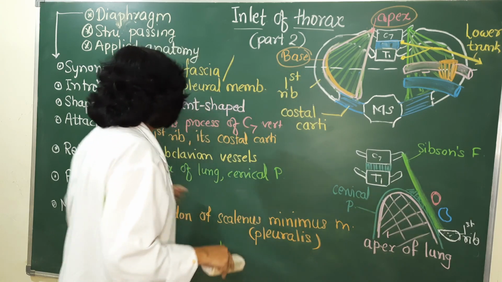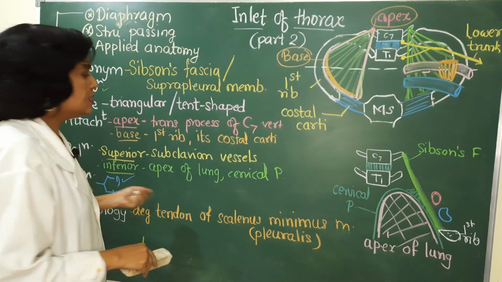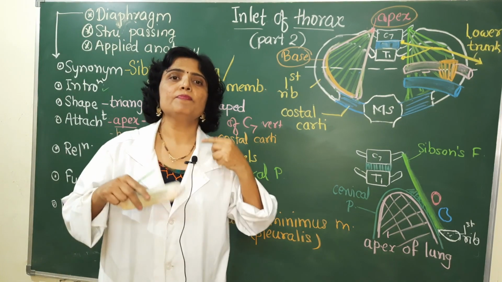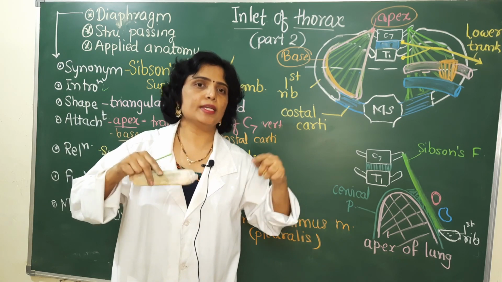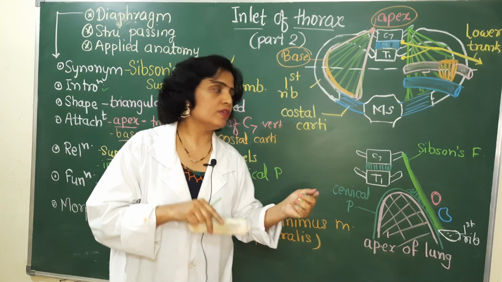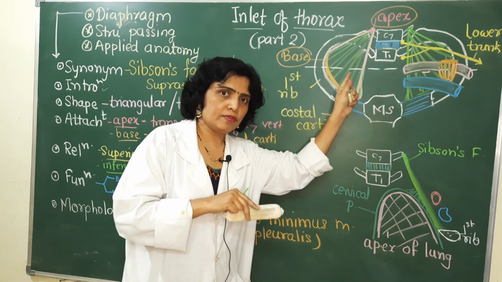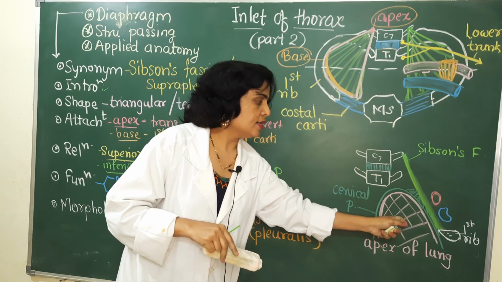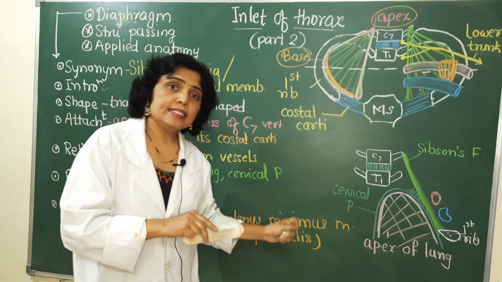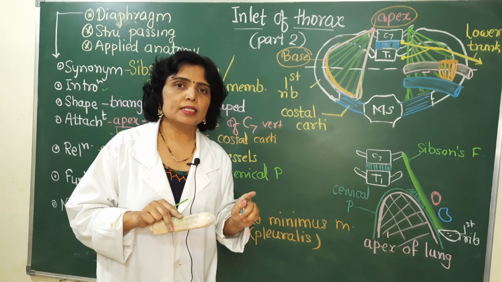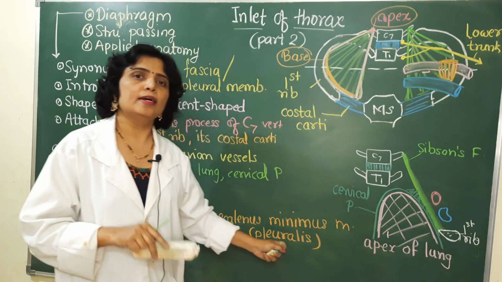Then coming to the functions. So functions, it has main two functions. It prevents the structures in the root of neck from getting puffed up and down during respiration. That is one. Second function, it gives rigidity to the inlet of thorax and it protects the underlying apex of the lung. And morphologically, it is the degenerated tendon of scalenus minimus muscle, which is also called as pleuralis.